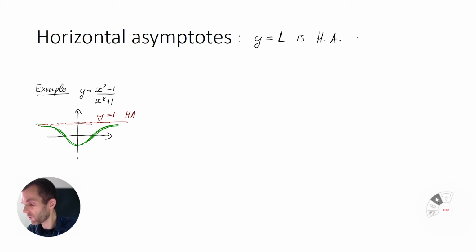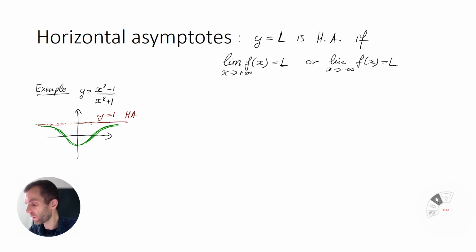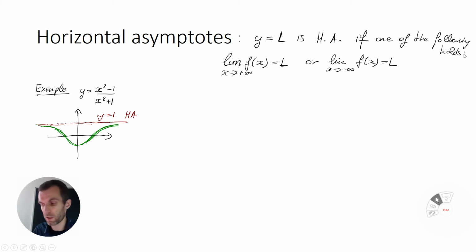y equal to some value L. It's a horizontal asymptote if, and this is a very similar condition as for vertical asymptotes, the limit of f of x for x going to plus infinity is L, or the limit of f of x going to minus infinity is L. It's again one of the conditions that has to be satisfied here. If both conditions hold, that is great, it's still a horizontal asymptote.